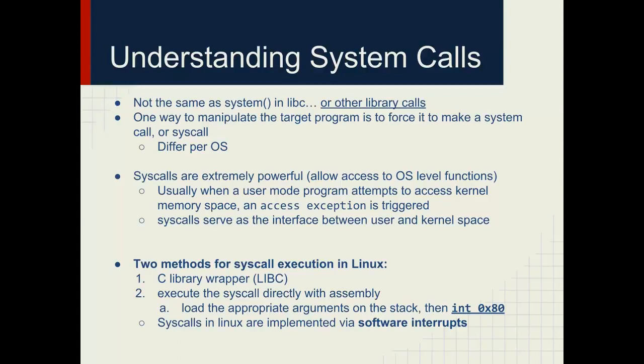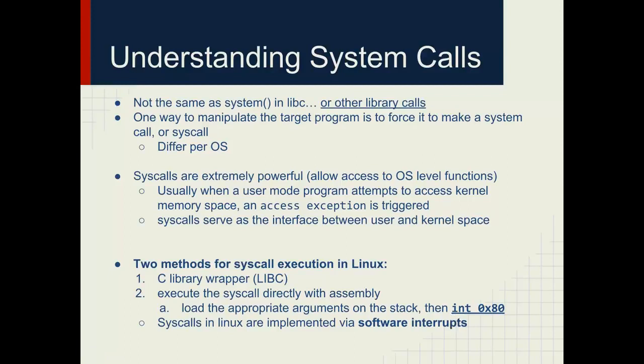You can call the libc wrapper, so execv, etc. Well, I'm sorry, that's the system call directly. Or you can call the system call directly with assembly. So you load the appropriate arguments on the stack, and then you call interrupt 0x80. So int 0x80 is the most classic way of directly calling system calls in assembly.